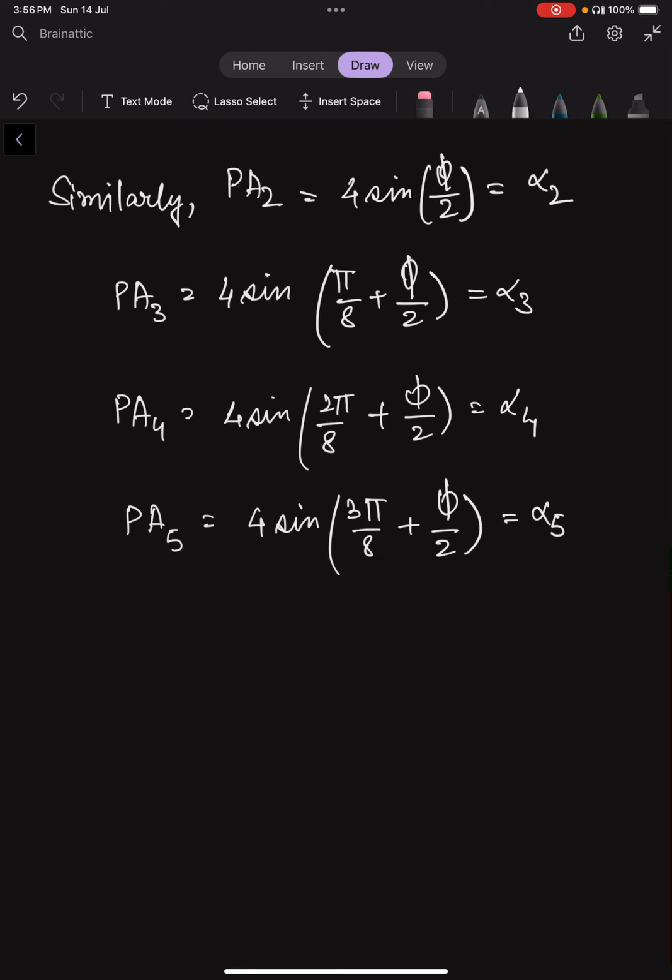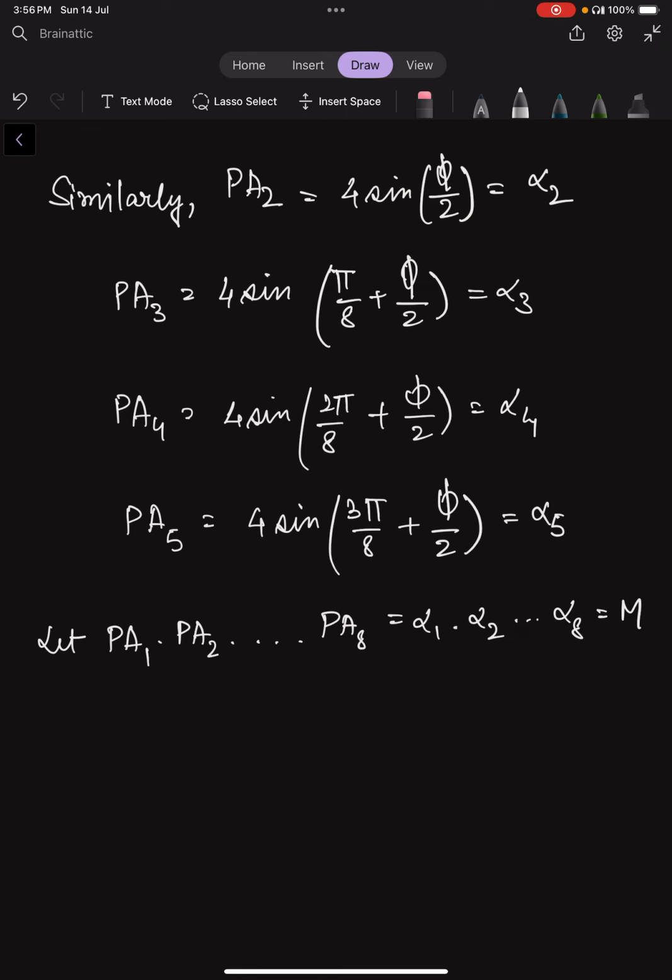Now the question asks us to find the maximum value of the product of these distances. So let me take the product of PA1, PA2 all the way to PA8. We have already used the term alpha 1, alpha 2 all the way. Sorry, this is product.